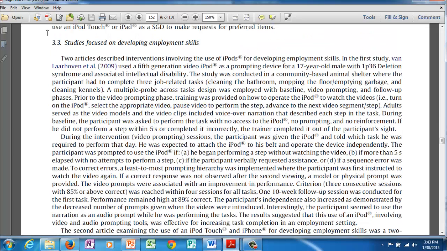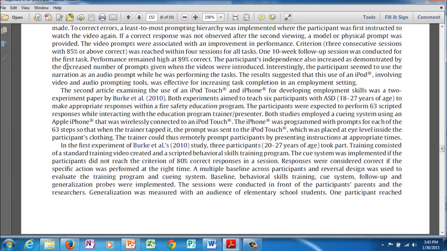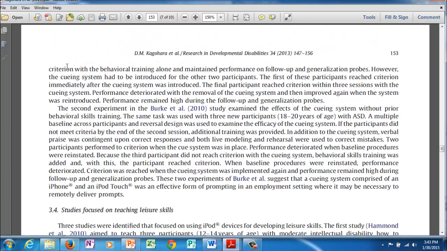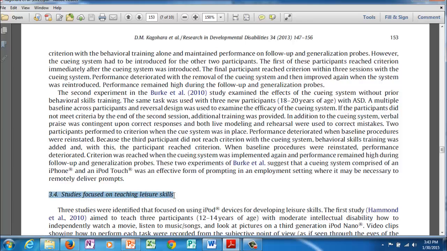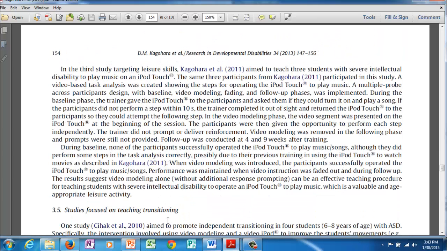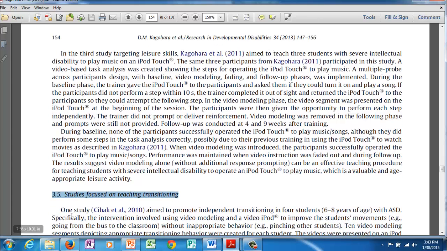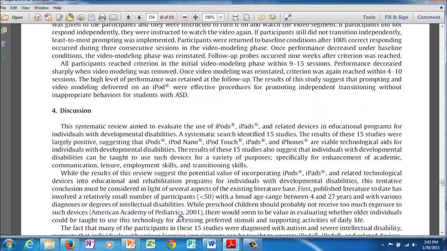And they're summarizing them. Then we get to section 3.3, studies focused on developing employment skills. 2 articles focused on developing employment skills using iPods. So we scroll down. This is summarizing and synthesizing those articles. 3.4, studies focused on teaching leisure skills. 3 studies were identified that focused on using iPods for leisure skills. And here they're summarized. And then the last subsection, 3.5, studies focused on teaching transitioning. 1 study focused on independent transitioning for 4 students. Okay, and then that is summarized.